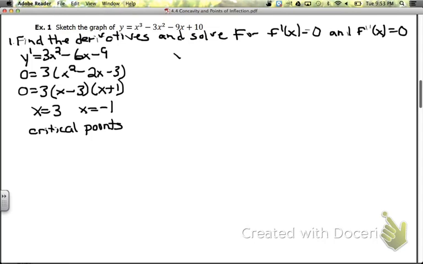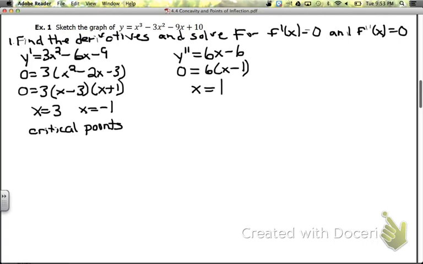Alright, now we need to take our second derivative. So we get 6x minus 6. Now set this equal to 0. I can factor out a 6 and I'm left with x minus 1. So therefore we have x is equal to 1.